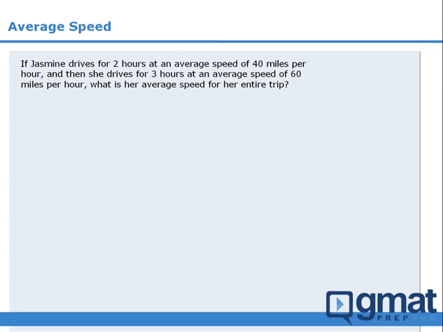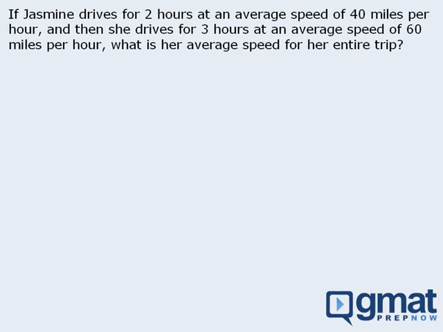In this lesson, we will learn how to calculate average speeds when a trip consists of two or more parts during which the speeds differ. In the example shown here, Jasmine drives 40 miles per hour for part of the trip, and she drives 60 miles per hour for another part. Our goal is to find her average speed for the entire trip.